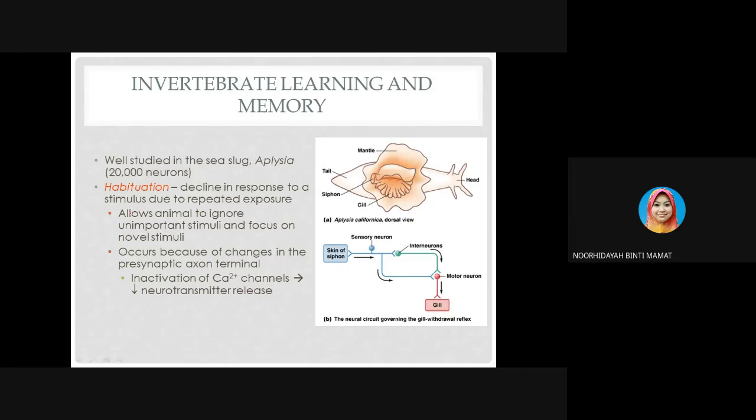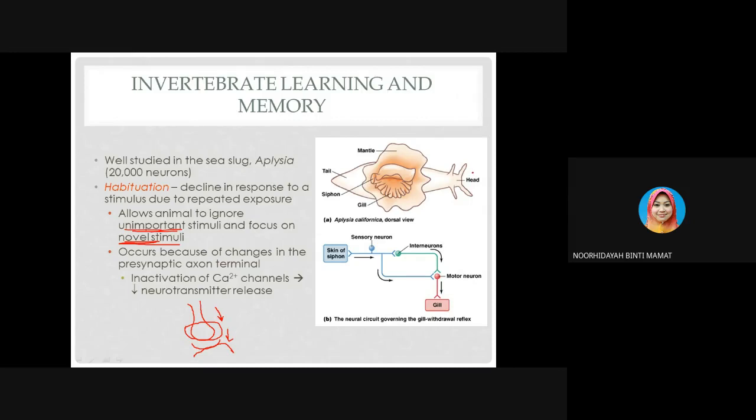This habituation behavior allows the animal to ignore unimportant stimuli and focus only on novel stimuli. Habituation occurs because of changes in the presynaptic axon terminal. You remember, this is the presynaptic, this is the synaptic cleft, and this is the postsynaptic. The changes are the inactivation of the calcium ion channels, which causes a decrease in the amount of neurotransmitter released to the postsynaptic. So it will cause habituation.